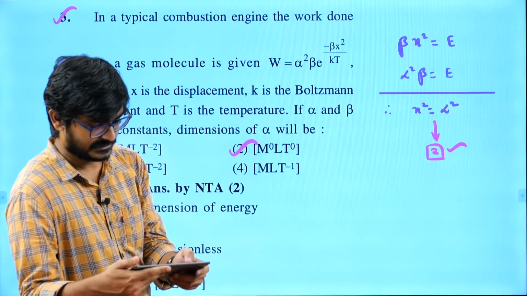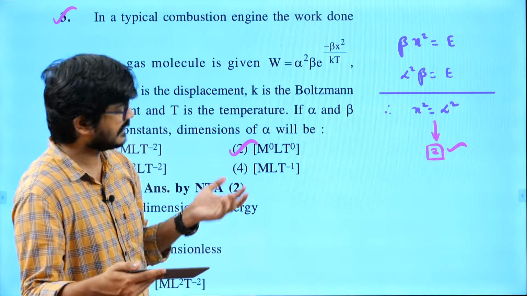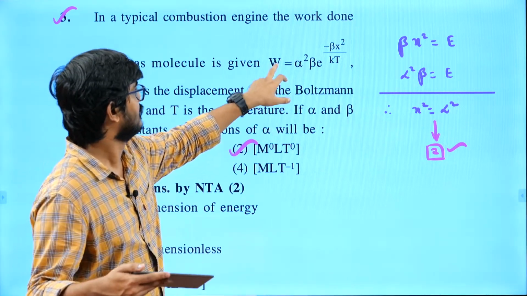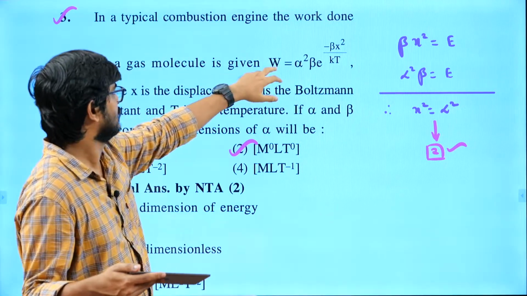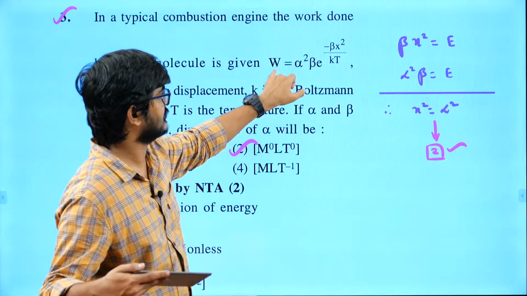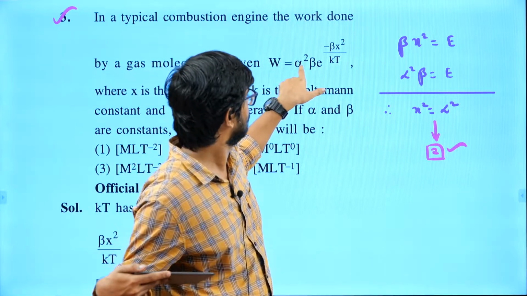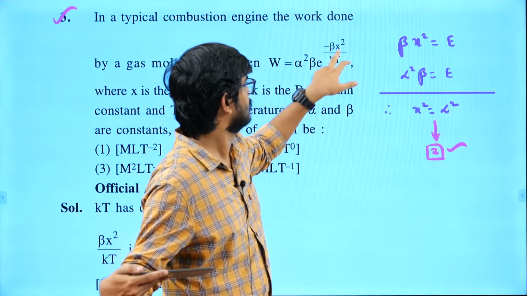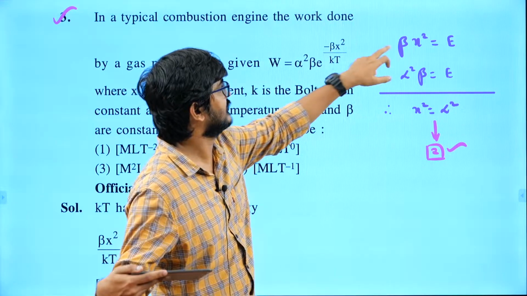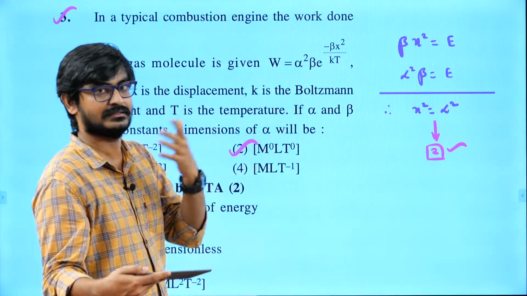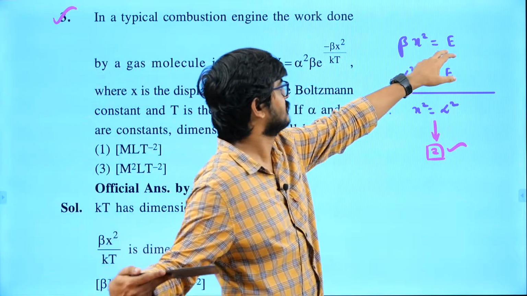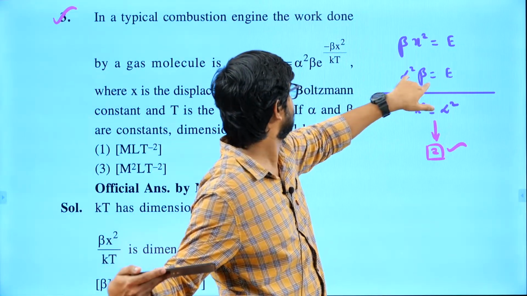The next question goes like you need to find the dimensions of alpha. Now again, I think a similar question has appeared just above, right? So work done will be having the same dimensions as energy. So energy dimensions will be alpha square beta. Now these two must have the same dimensions, that is, beta x square must be equal to the dimensions of k into t. K into t, you must have seen, must be the dimensions of energy.